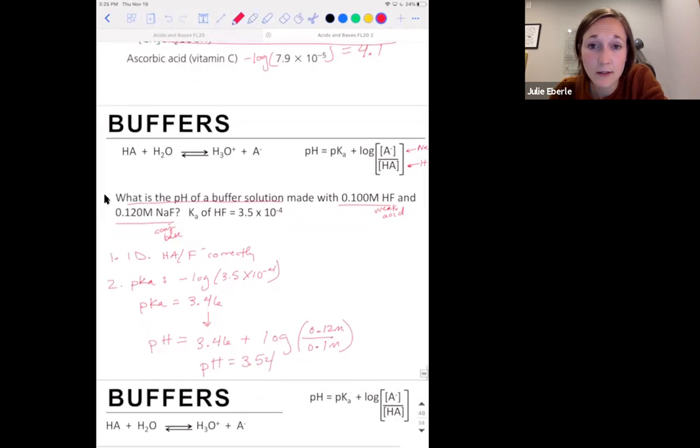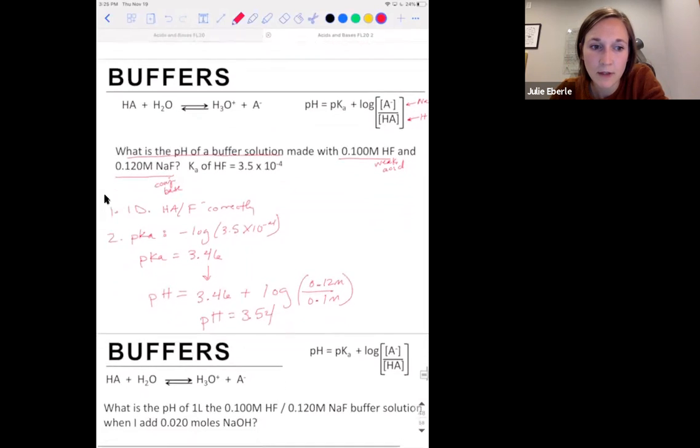And that's it. That's done with the first part of the buffer problem. Okay, on a scale of 1 to 10, how hard was that? There's a few steps. Is that crazy hard? I hope not, because it's about to get a little bit harder.